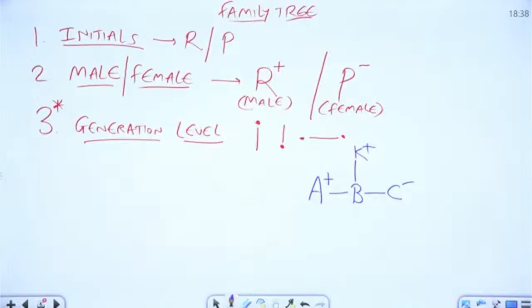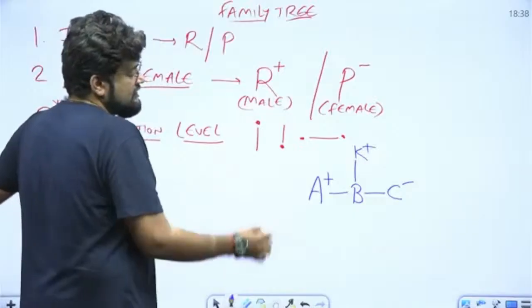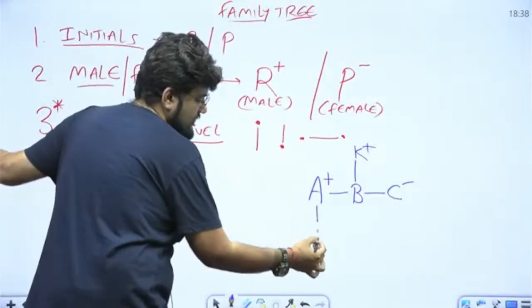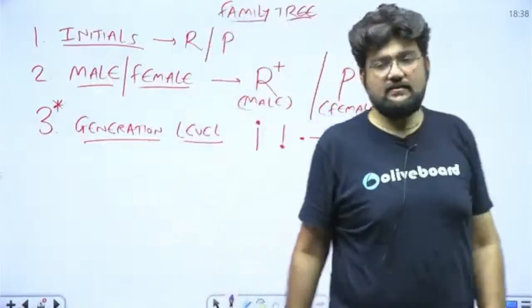Now I want to write, let's say, D is the daughter of A. So D is the daughter of A. And E is the son of C.